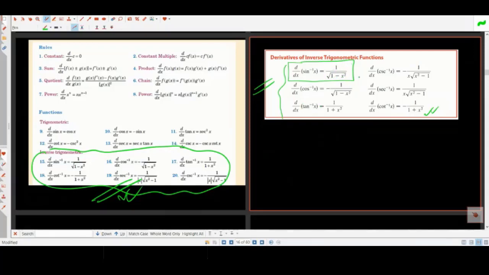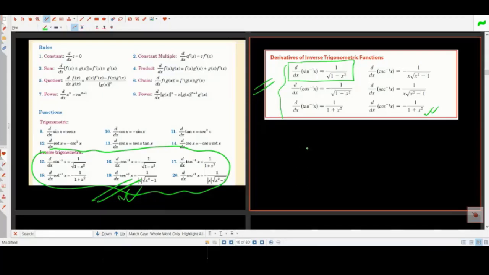So whenever we try to find the derivative of inverse trigonometric functions, whatever process we have learned up to now may be helpful, like chain rule, product rule, quotient rule, summation rule, subtraction rule. Everything will be helpful while computing the derivative of inverse trigonometric functions.